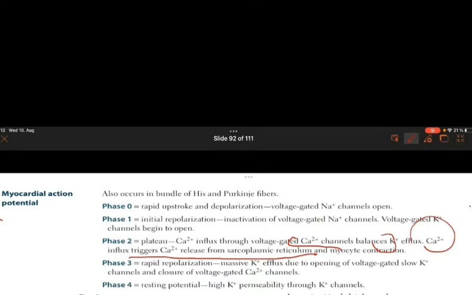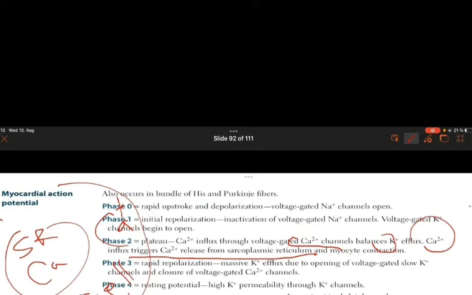Now, we talked about this before. We say that the sarcoplasmic reticulum is a site in the cell. So here you have the cell, intracellularly you have more calcium, and this here is the sarcoplasmic reticulum. In this sarcoplasmic reticulum, you have calcium. This is the storage place for calcium in the cell, which is called the sarcoplasmic reticulum.